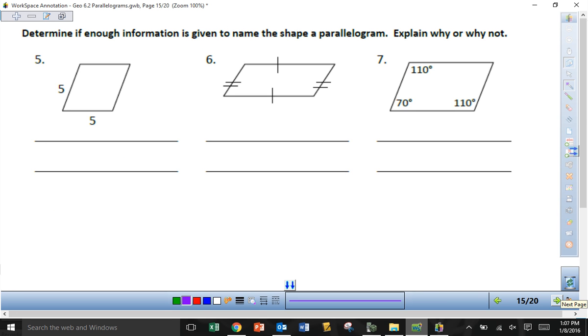Okay, take some time, pause the video, and work on 5, 6, and 7. Then check back to see if you came up with the same answers.